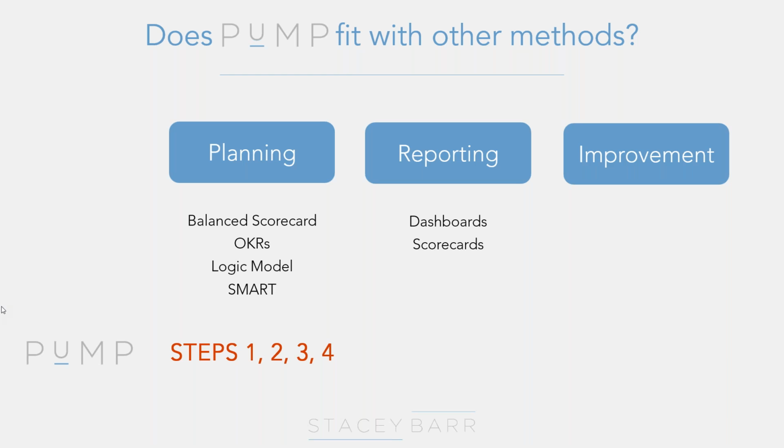If dashboards and scorecards are coupled with a process like PuMP, then they can be designed at the right time for the right measures and be capable of answering the right questions about performance. Now in PuMP, steps 5, 6, and 7 do exactly that for us.